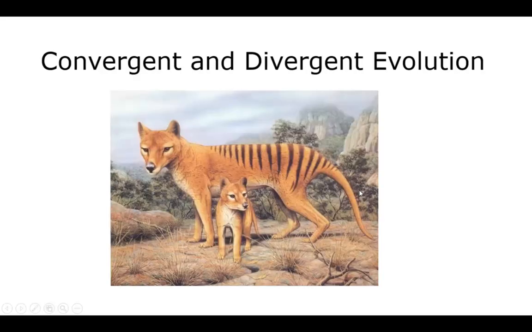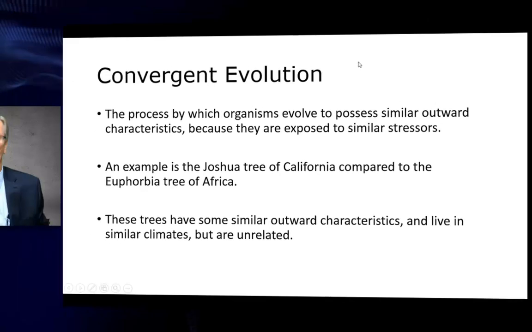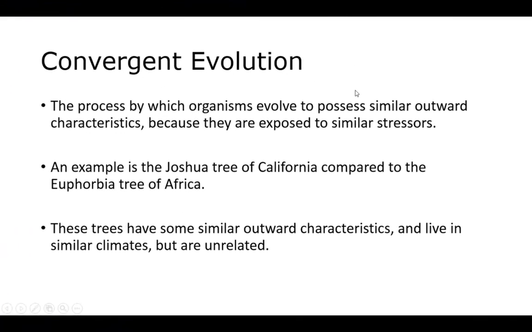In this example, we have a Tasmanian wolf, which filled the same niche as North American wolves, but was a totally different organism. It actually had a pouch, so it was not related to the timber wolves. Convergent evolution, the process by which organisms evolve to possess similar outward characteristics because they're exposed to similar stressors. An example is the Joshua tree of California compared to the Euphorbia tree of Africa. These trees have similar outward characteristics, live in similar climates, but are unrelated.